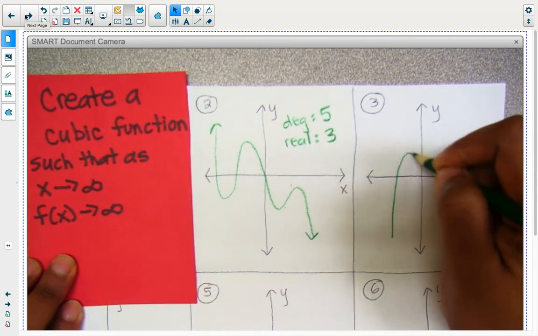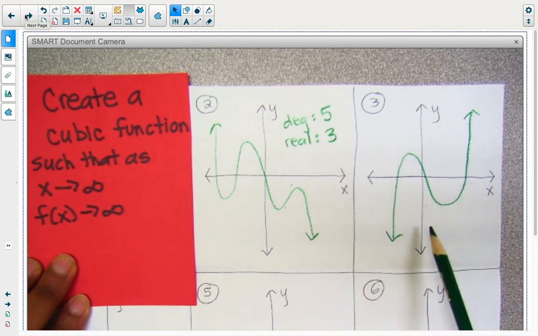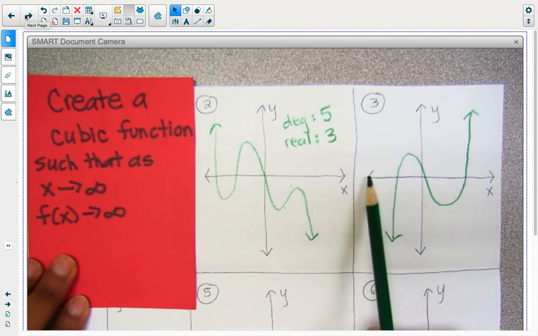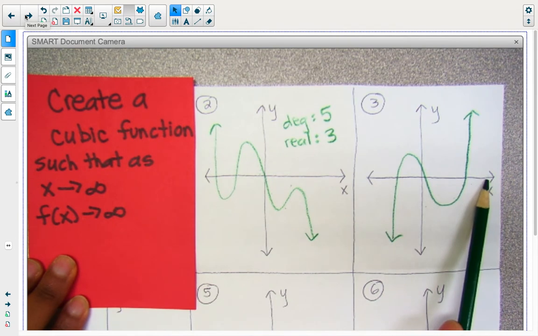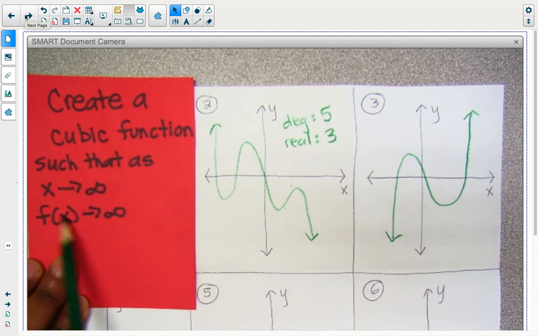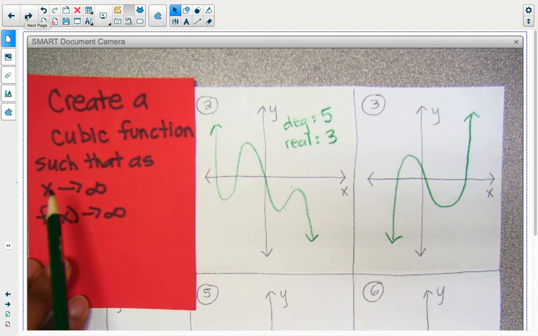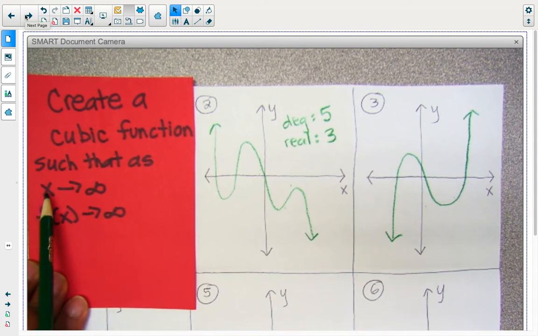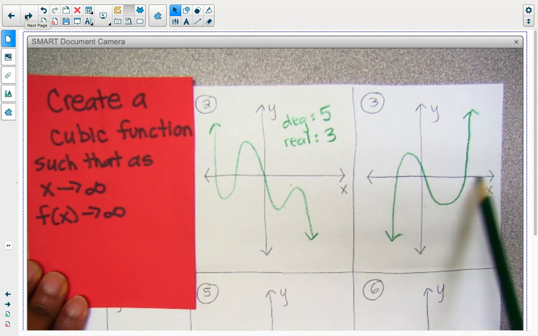So 1, 2, 3. Now, you absolutely could have drawn a cubic function that only crossed the x-axis once. This one crosses 3 times. Our problem here didn't specify if it wanted 1 real root or 3 real roots. It actually didn't say anything about the roots. The only thing we had to follow was that as x approaches positive infinity, that's on the right-hand side of my graph, my function had to be going up.